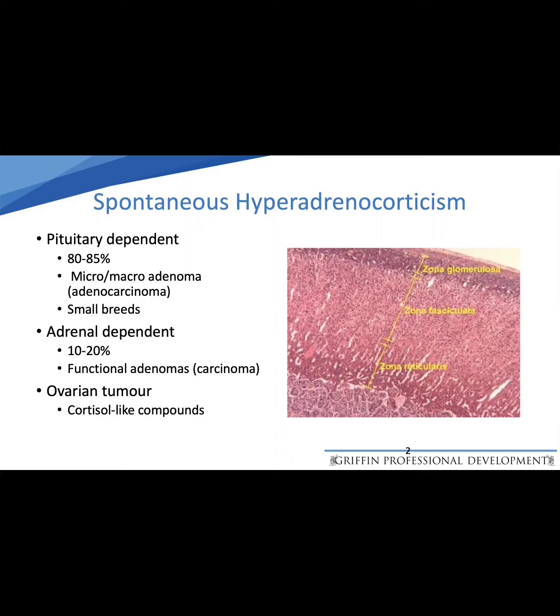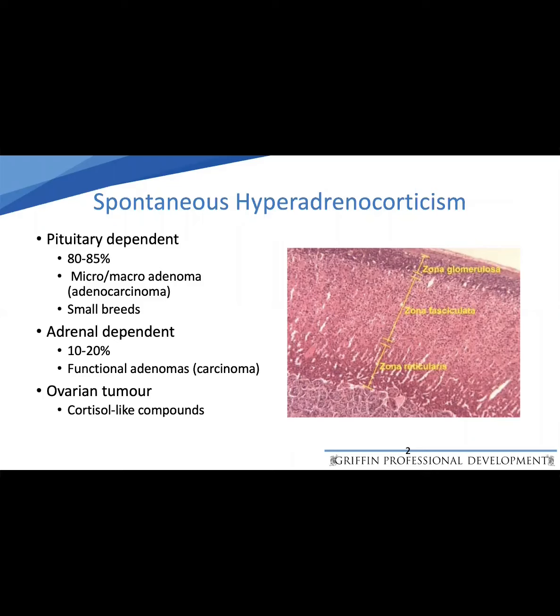About 90% of cases with pituitary-dependent hyperadrenocorticism will have a detectable pituitary tumour if advanced imaging is performed. Adrenal-dependent hyperadrenocorticism is the other type of spontaneous HAC, and we usually have a functional adrenal tumour which is autonomously secreting cortisol. These, once again, may be functional adenomas, but from time to time we will get carcinomas. And if you are identifying a large adrenal mass on either ultrasound or advanced imaging like CT, if the mass is greater than 2 centimeters in diameter, it's probably more likely to be a carcinoma.